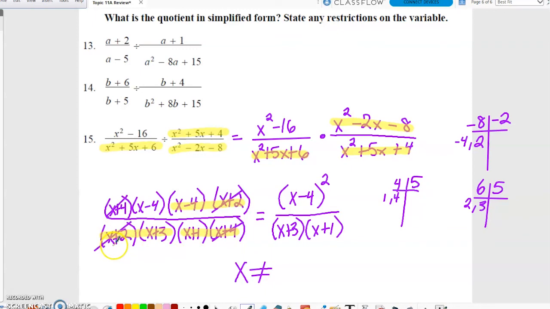Setting x plus 2 equal to 0, we get negative 2. Setting x plus 3 equal to 0, we get negative 3. Setting x plus 1 equal to 0, we get negative 1. X plus 4 gets you negative 4. X plus 2, already wrote that one, don't need to repeat. X minus 4, you get positive 4. So again, this one has a lot of restrictions, but that is normal because this is a division problem.